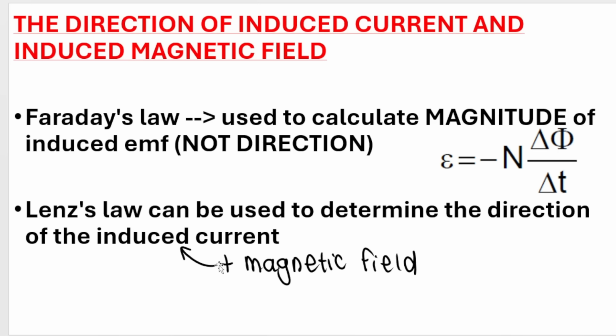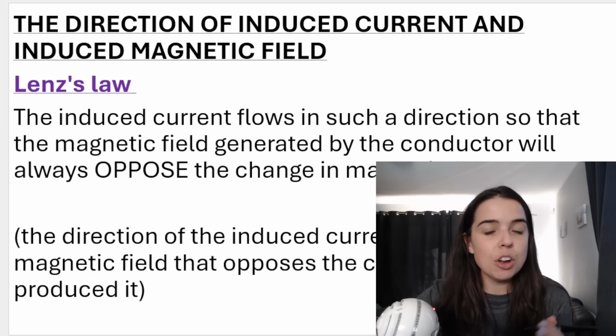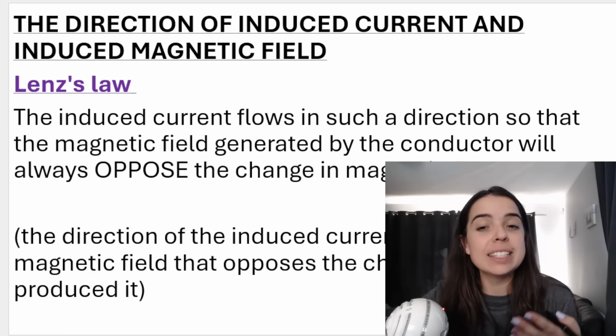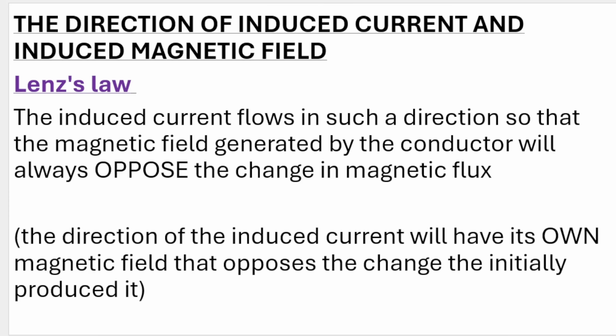Let's jump right in. Now, this is what Lenz's law says. You don't need to know about defining Lenz's law, but you do need to understand it. So Lenz's law says the induced current, so the current that is created, flows in such a direction so that the magnetic field generated by the conductor will always oppose the change in magnetic flux. That is a massive mouthful. That is a lot to understand.